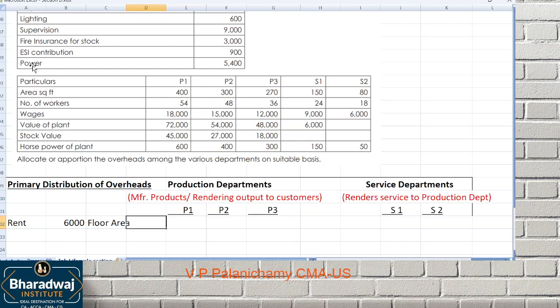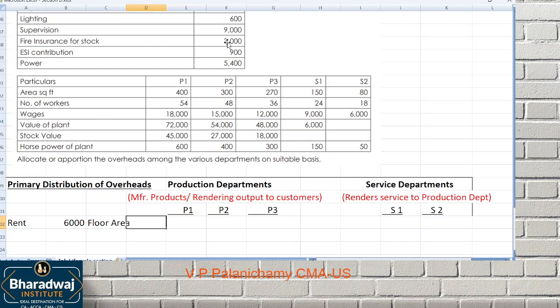For example, power can be based on which one? Horsepower of plant. 6 is to 4 is to 3 is to 15 is to 5 on the ratio, 60 is to 40 is to 30 is to 15 is to 5. That ratio you allocate. ESI contribution can be based on which one? Direct wages. ESI, state insurance contribution, the contribution by employer, is based on wages paid to the workers. Fire insurance on stock can be based on stock value. Supervision can be based on number of workers.